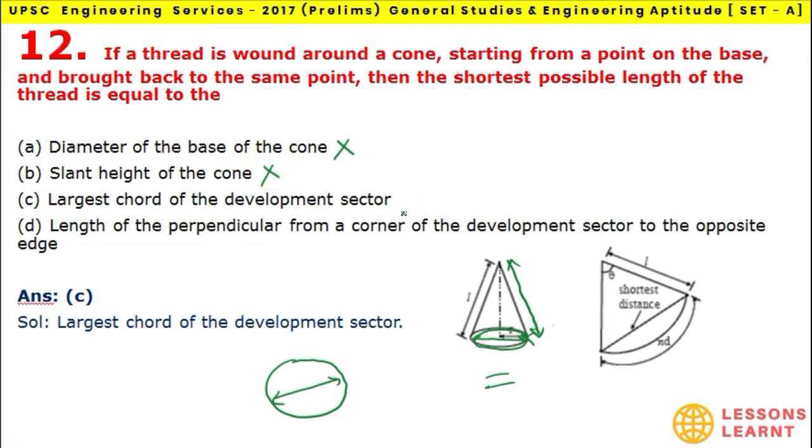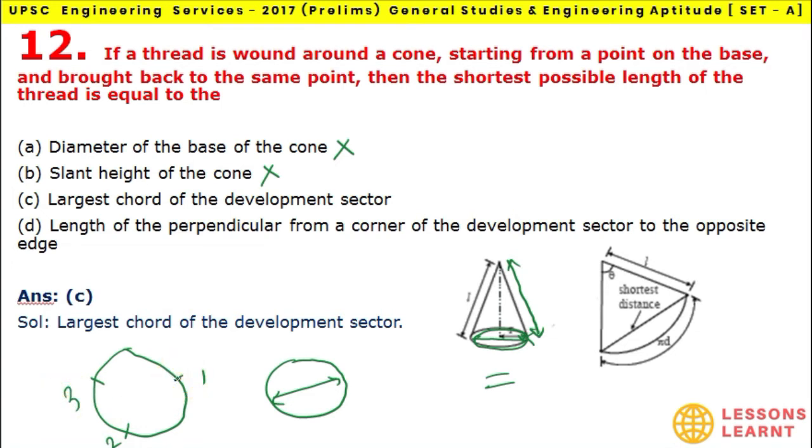Then the third one is the largest chord of the development curve, and the fourth one is the length of the perpendicular from a corner of the development sector to the opposite edge. So the third option we are going to see. Suppose this is our base. We will divide this base into 3 parts. So starting from here, the first one and this one. So like this, this base is divided into 3 points, 1, 2 and 3.